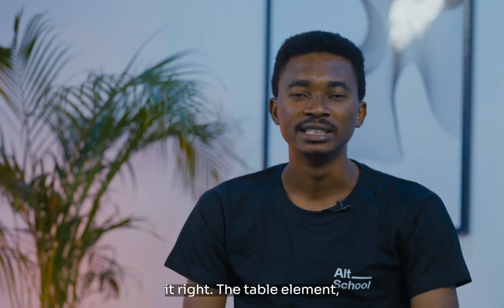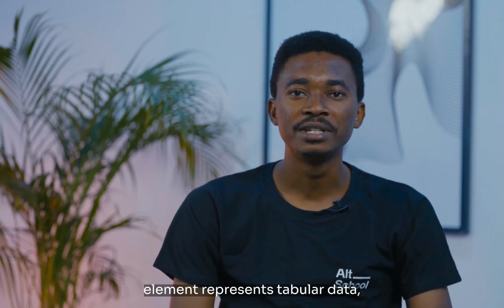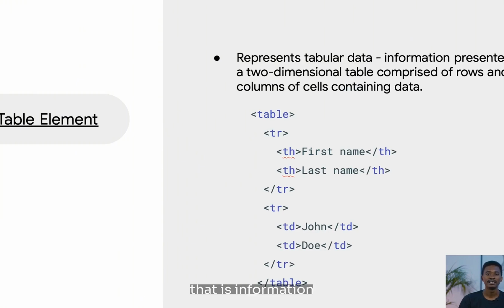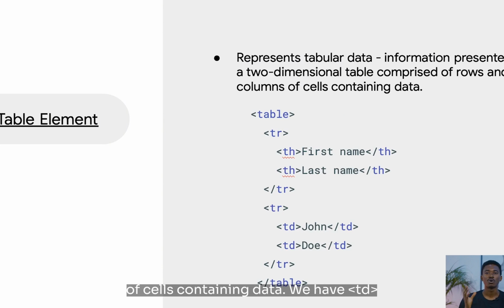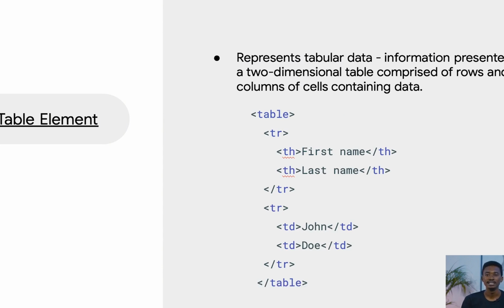Then the table element. The table HTML element represents tabular data, that is, information presented in a two-dimensional table comprised of rows and columns, rows and columns of cells containing data. We have TD, the HTML element that defines a cell of a table that contains data. We have TH, which is the table head, the header, and we have TR, which is the table row of the cells in the table.